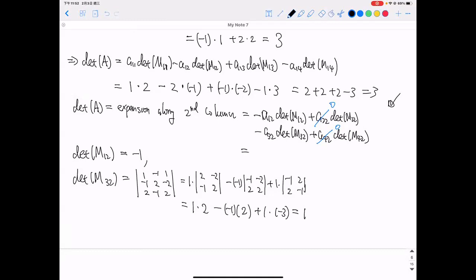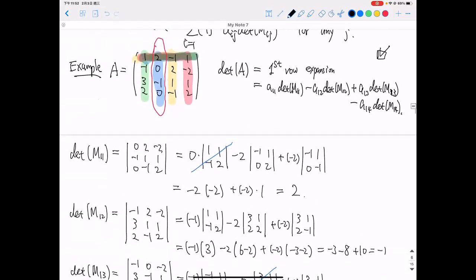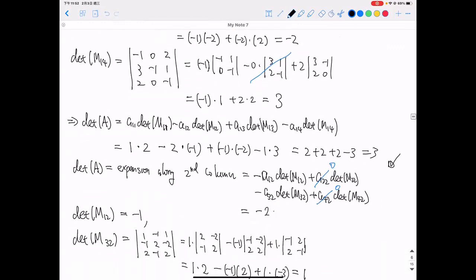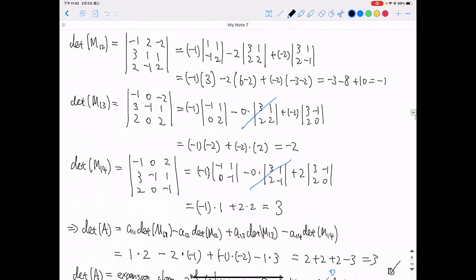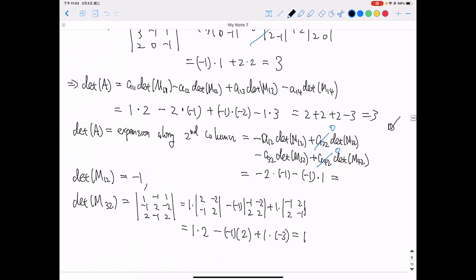Okay, so very well. Now we're ready to proceed. We'll still have to know A12. A12 is 2. So -2, -1, minus A32 is a -1, -1 times 1. So what is this? This is 2 plus 1, so 3. Okay, and you see that they are indeed equal.